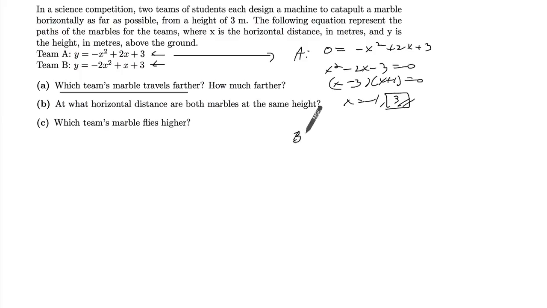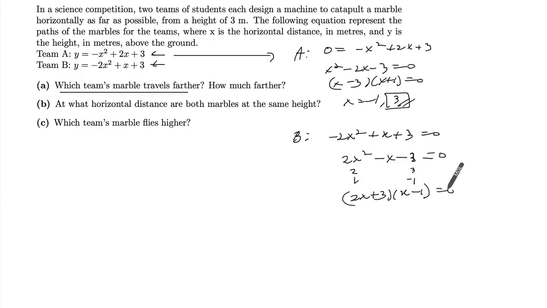For part B, multiply through by negative, and you get 2, 1, 3, 1. This should be negative. So you get (2x + 3)(x - 1). So you get x equals negative 3 over 2 and 1. So that's the further distance, which means Team A's catapult shoots it out further.